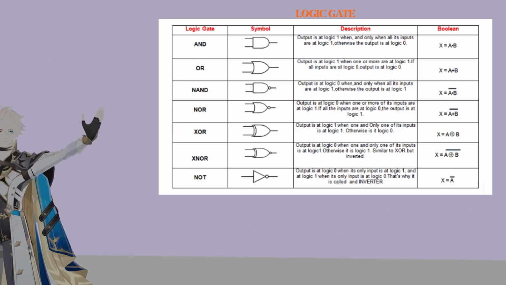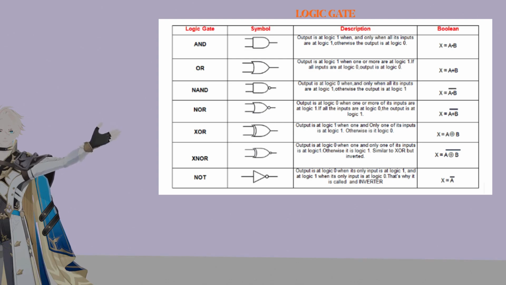Now for part 6, the XNOR gate. The XNOR gate is the inverse of XOR. It gives an output of 1 only when both inputs are the same, either both 0 or both 1. The Boolean expression is x = (a ⊕ b)'. That's why it's also called the equivalence gate.